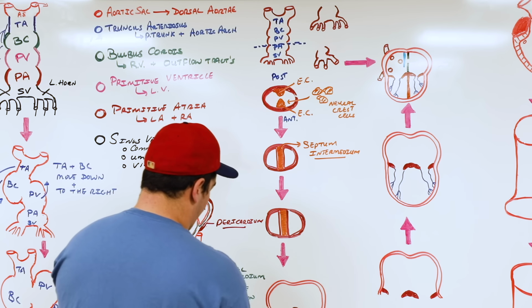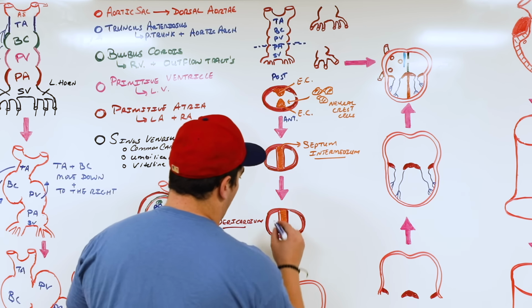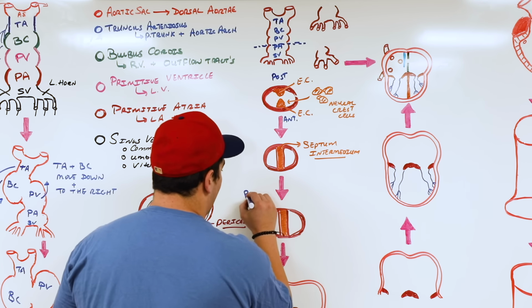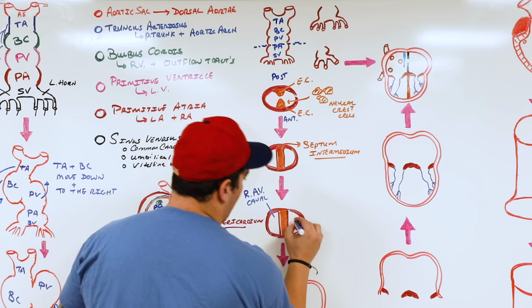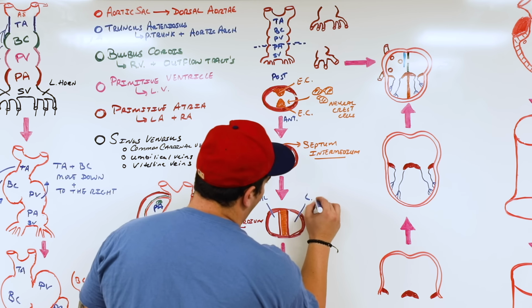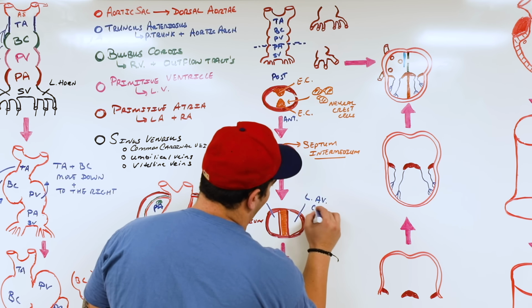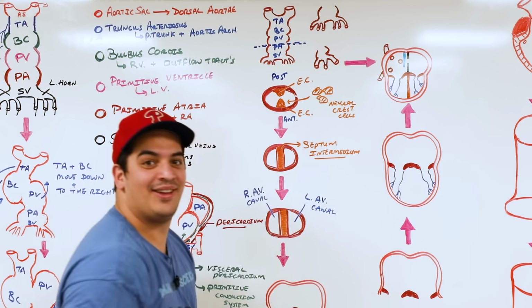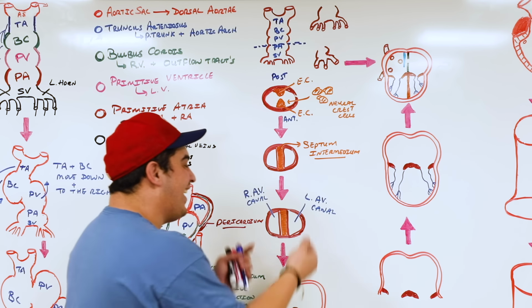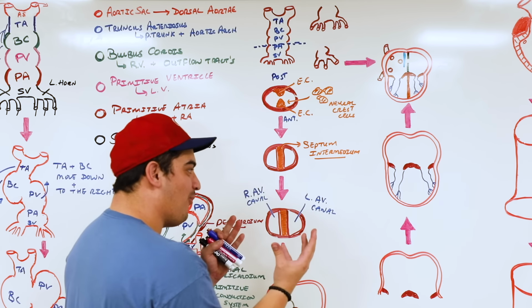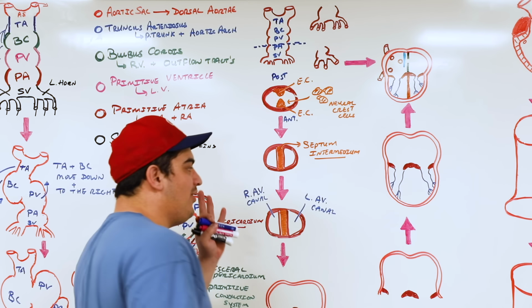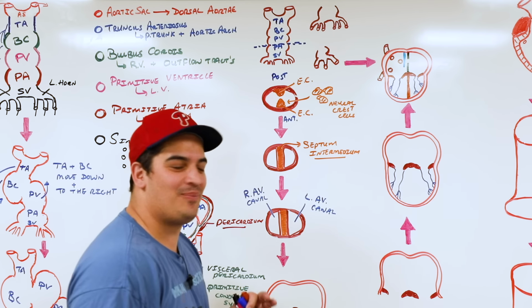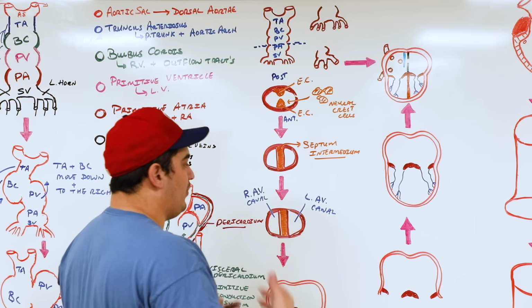This one here is called your right AV canal. And this one here is called your left AV canal. So now I have a separation of some form between the left side of the heart in some ways and the right side of the heart. Isn't that cool? Let's take a look at this in a different view.